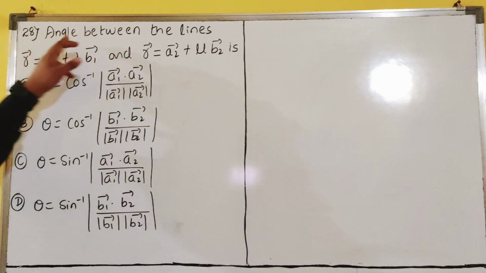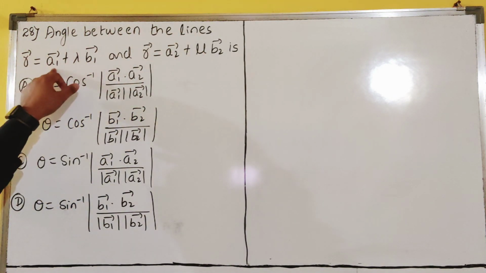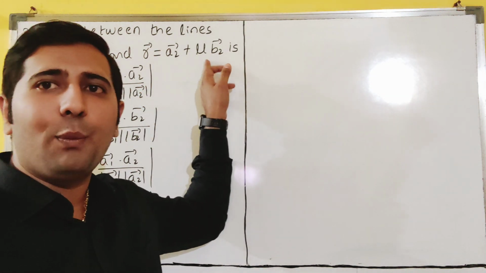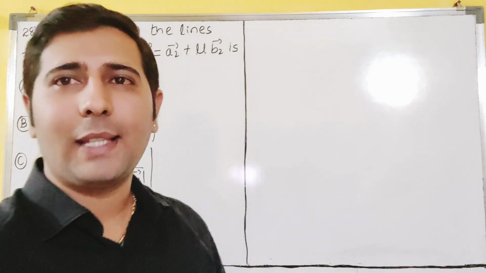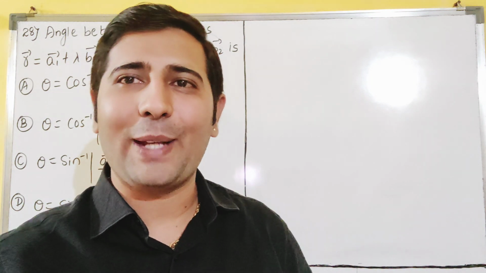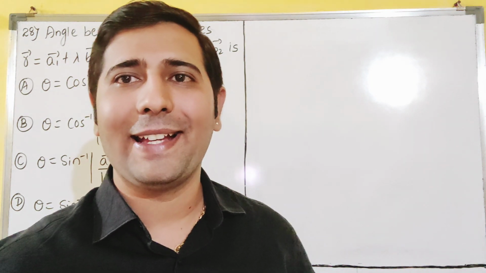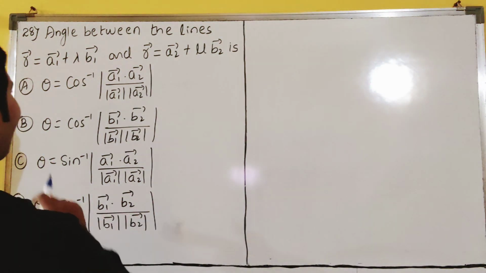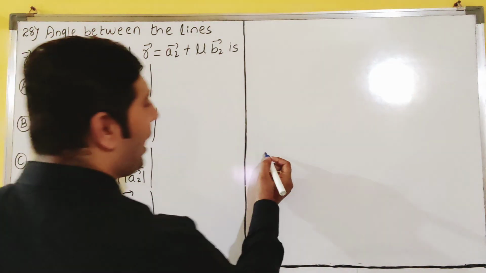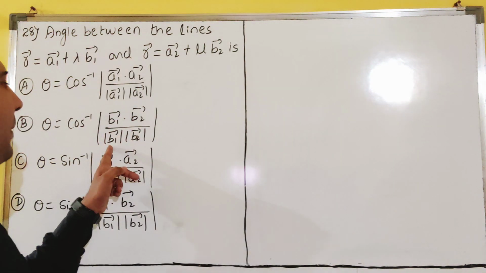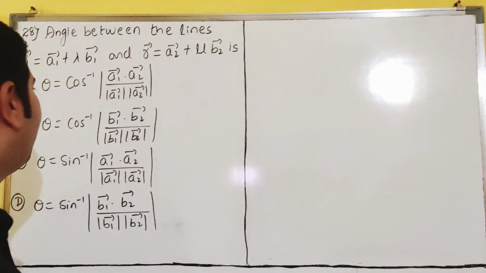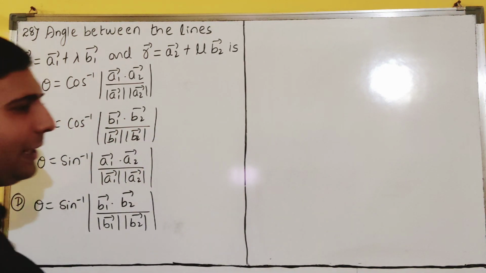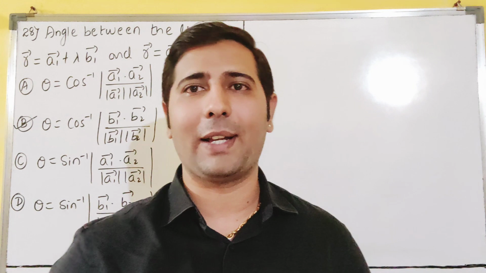Question number 28. Angle between the lines vector r is equal to a1 plus lambda b1 and vector r is equal to a2 plus mu b2, dear students, is what? They are asking what is the angle between the two lines. This is an easy question. Everyone got the answer. I will not explain more about this. So theta is equal to what? So cos theta I will write b1 dot b2 divided by magnitude b1 into magnitude b2. Then if you take cos to this side, cos inverse. So our option is what? B, dear students. So B for bingo is our answer, dear students.